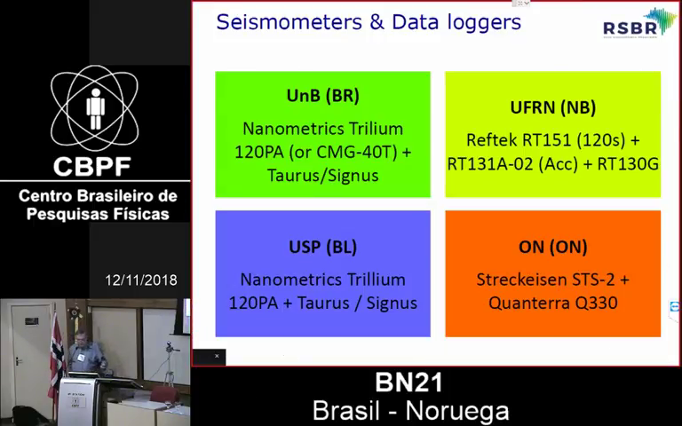The seismometer and data logger you use are different for each node. ONB, for instance, uses a Nanometrics system. The Federal University of Rio Grande do Norte uses RefTek. USP also uses Nanometrics. UNB uses the same systems, and Observatório Nacional uses the Streckeisen STS2 and 2.5.